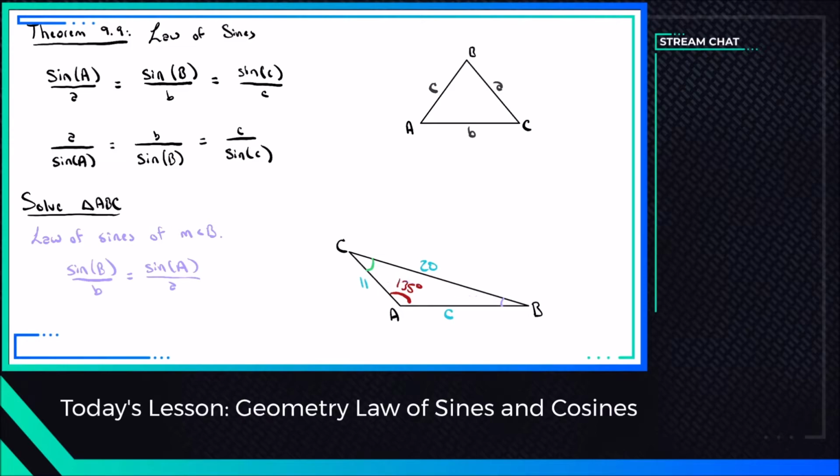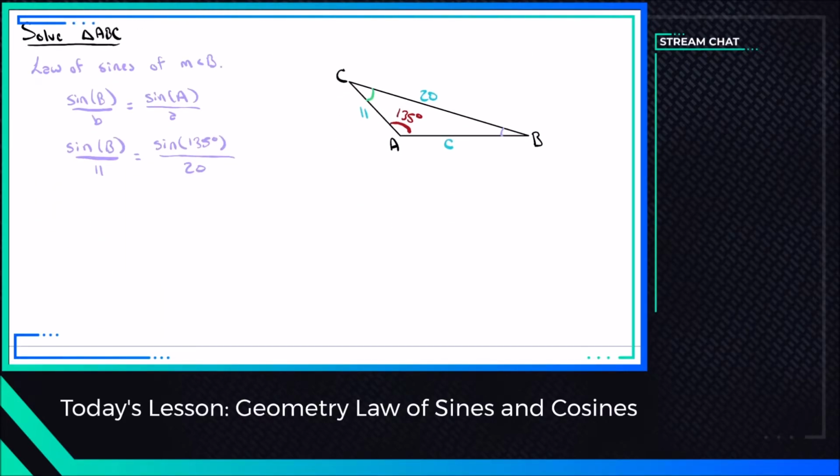I'm going to get rid of this purple arrow there. And so we don't know the sine of B. We know that little b is equal to 11. And we also know that A is 135 degrees. And we know that little a is equal to 20. And now we just need to solve for the sine of B.